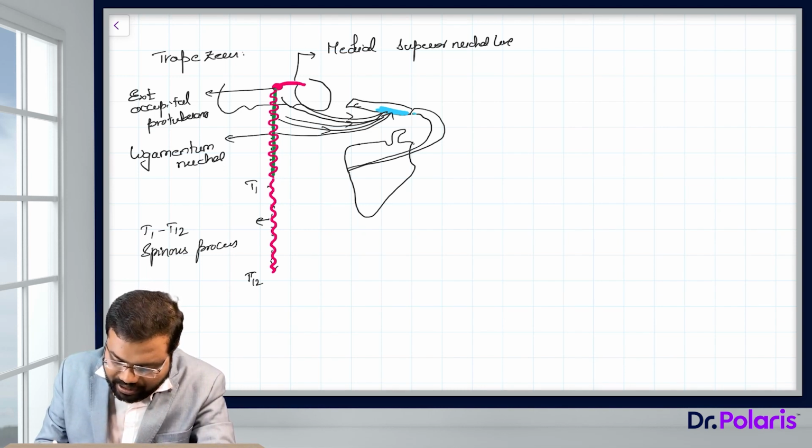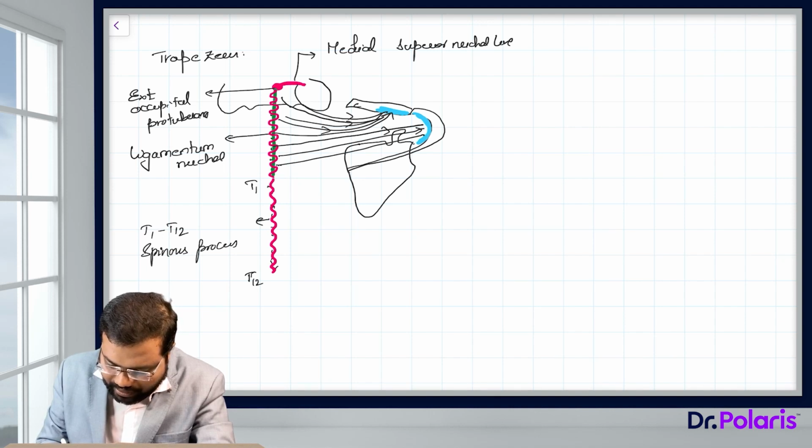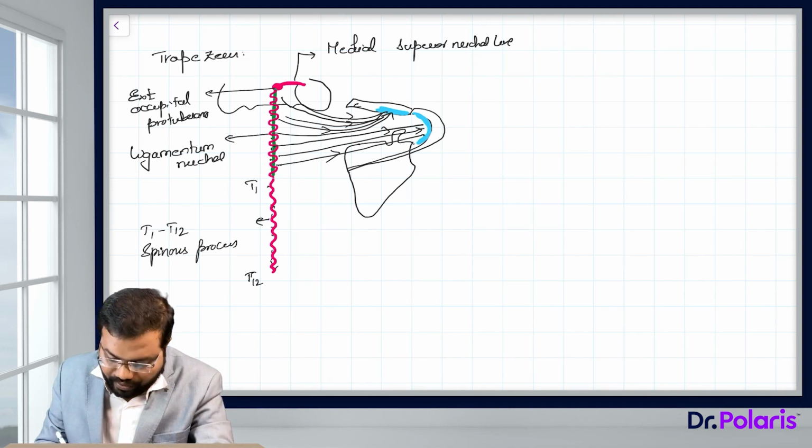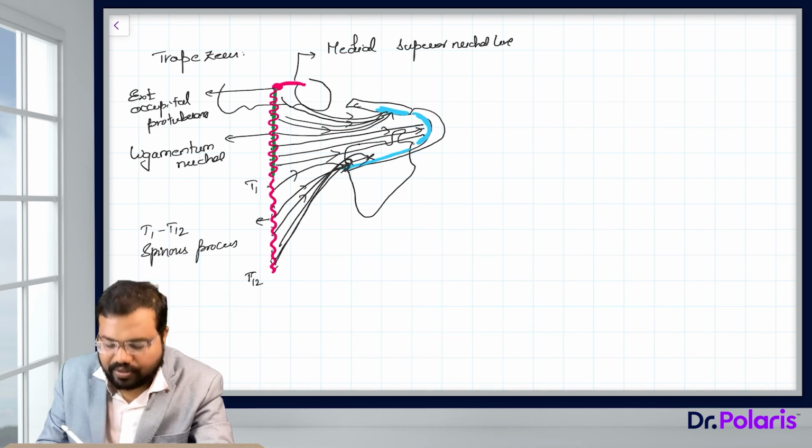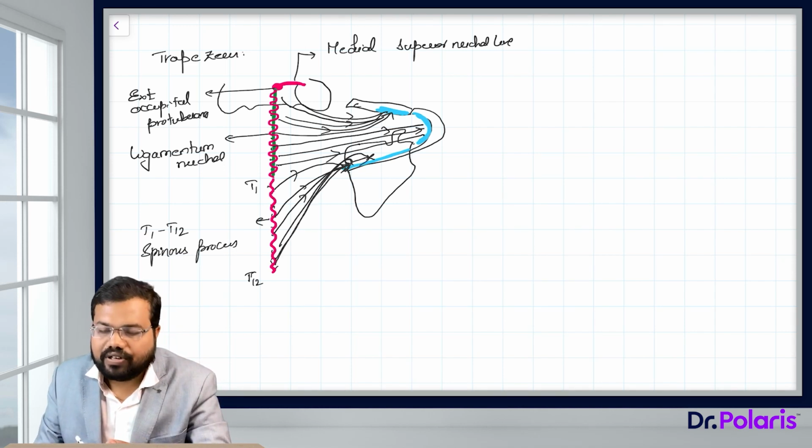Next is the medial border of the acromion process, where the middle group of fibers will be going to the medial part of the acromion process, whereas the lower fibers will be inserting on the upper border of the spinous process. So these are the fibers which go here and insert on the upper border of the spinous process. This is the extension of trapezius.